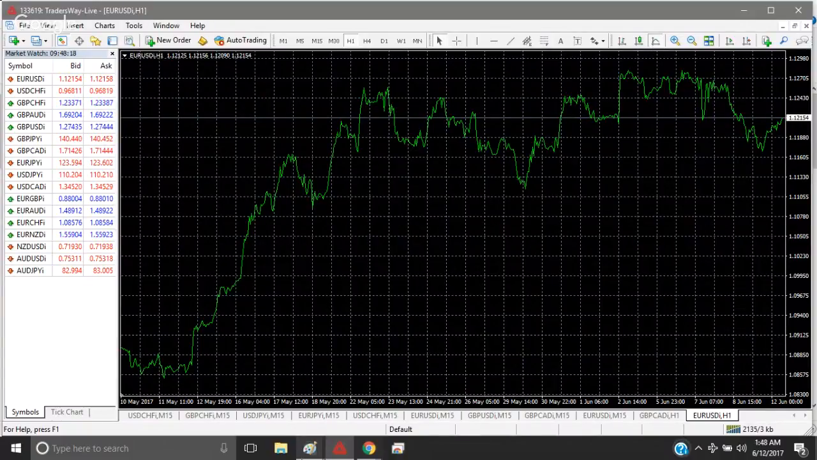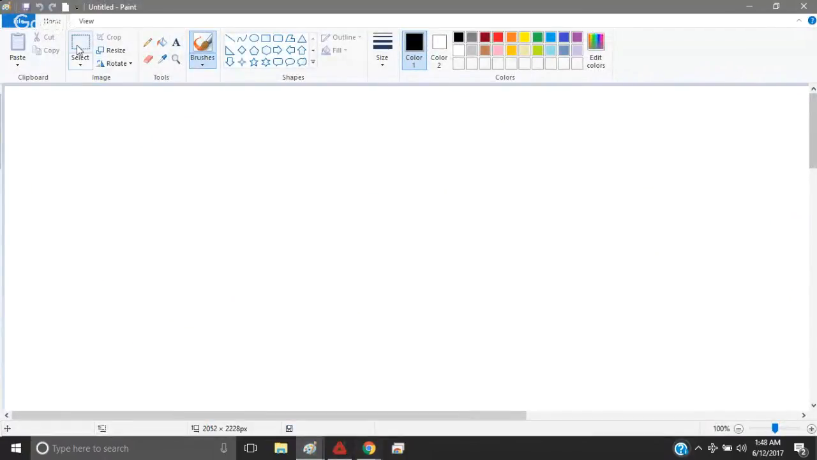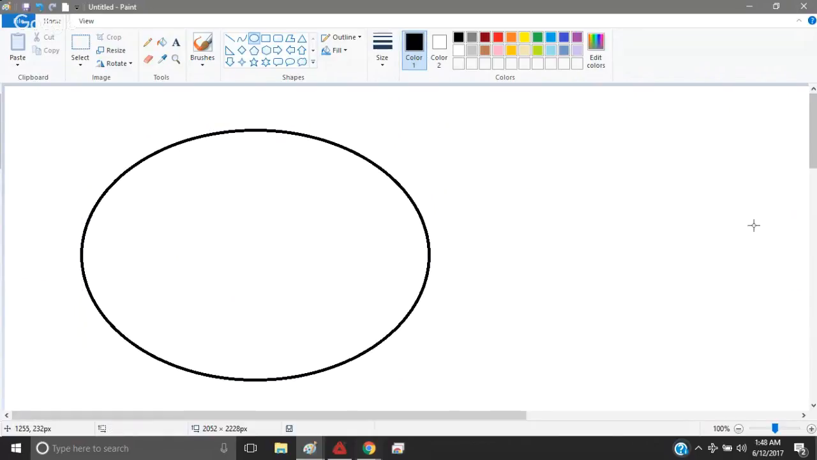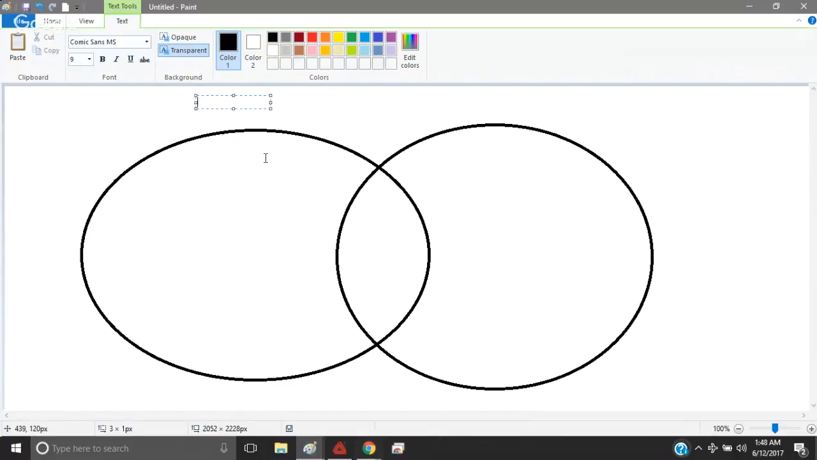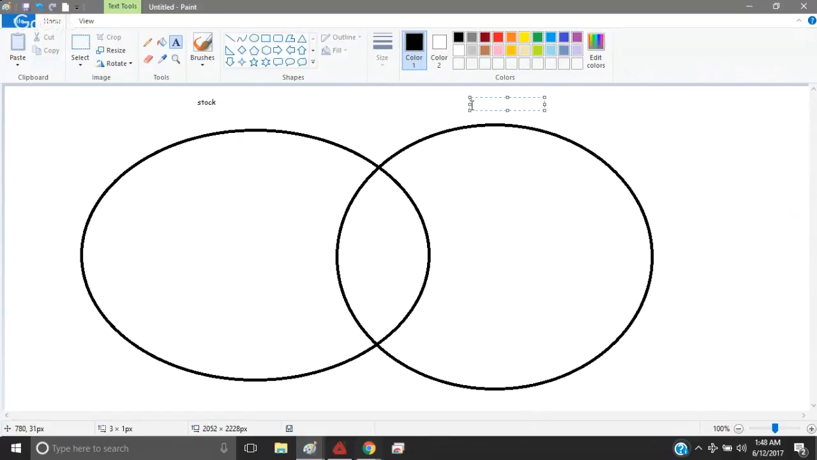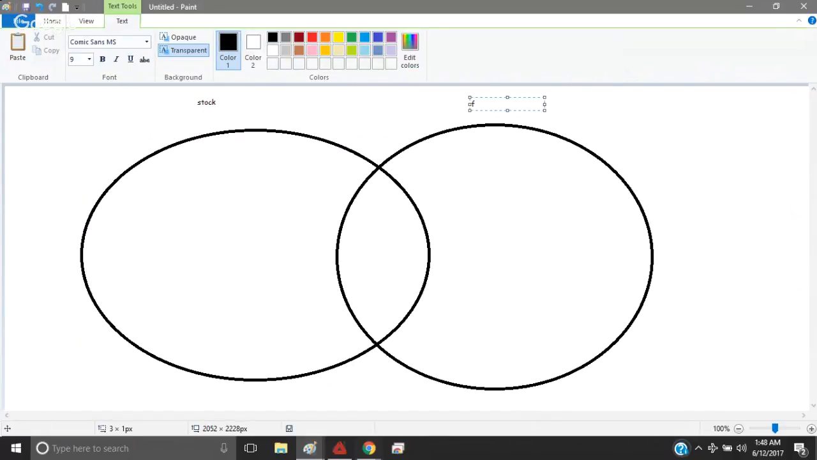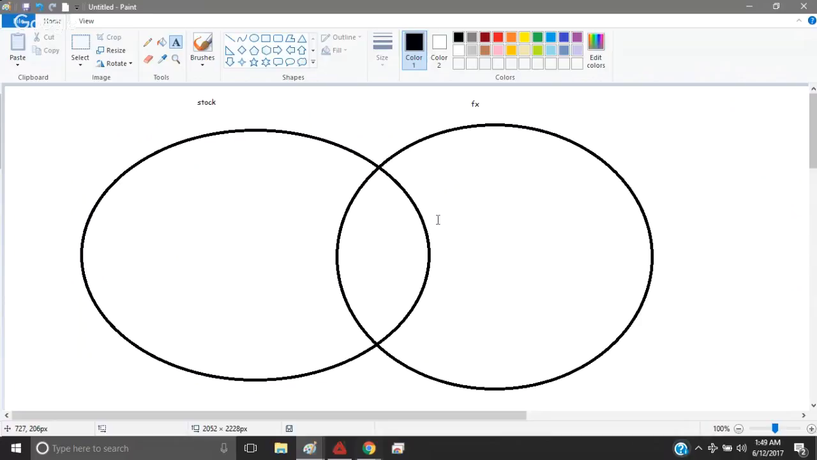In the stock market, what are you trading? You're trading a stock, right? This doesn't have to be perfect. So this corner here is going to be the stock market, and we'll write stock there. This right here is going to be Forex. People a lot of times tend to use FX for short when they're talking about Forex.